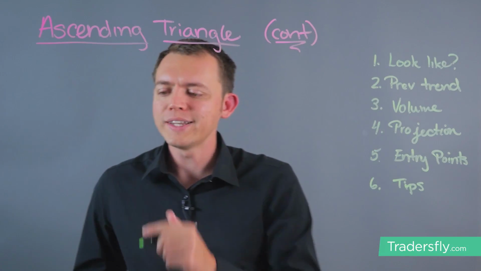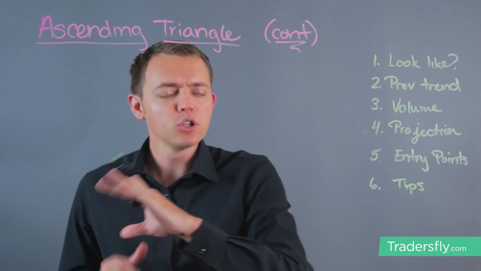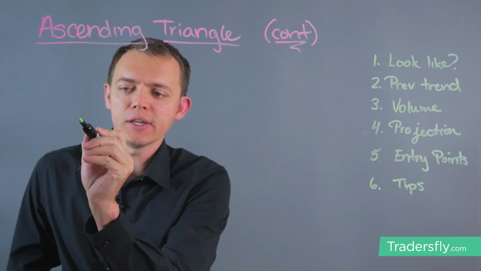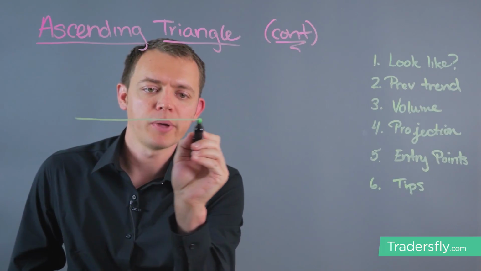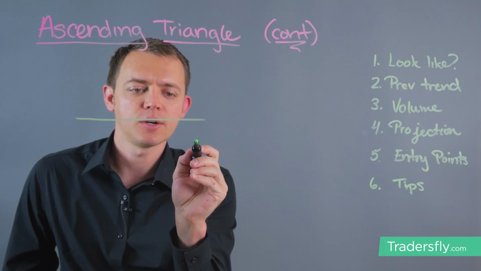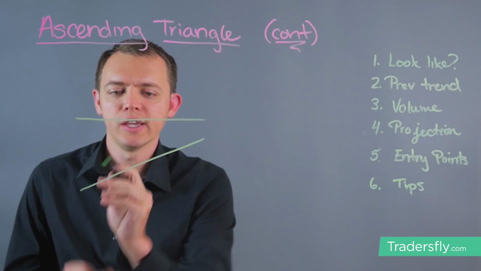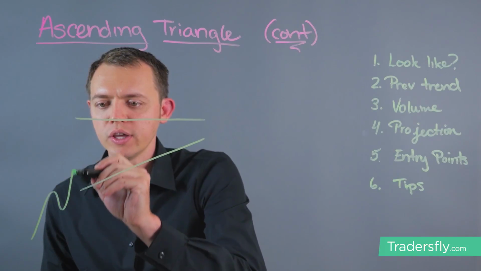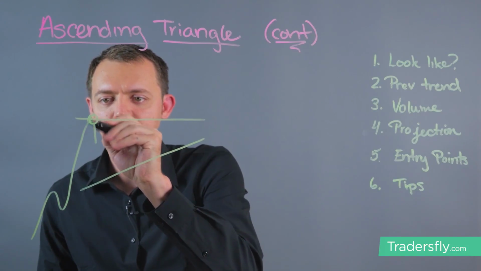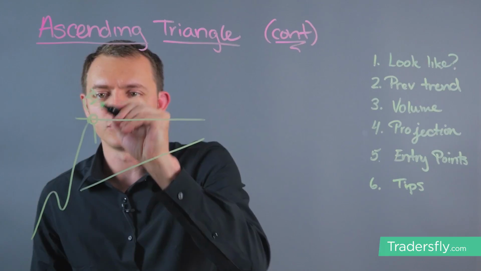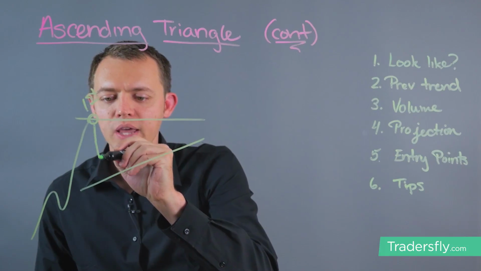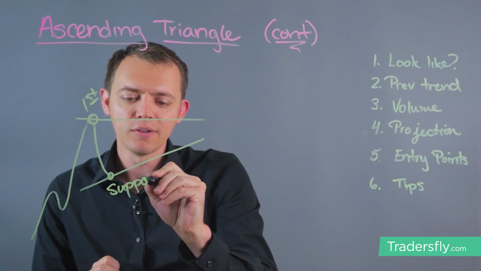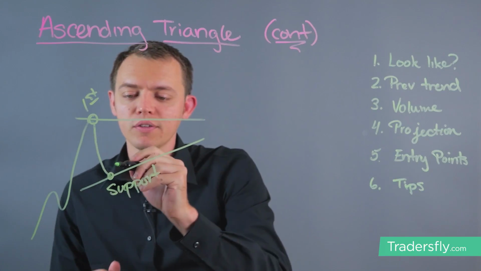So first off, what does it look like? When we look at the ascending triangle pattern, it's going to create a pattern that's somewhat similar to this, okay? Now, as you move into this, it'll come up and hit that first level of resistance over here. It'll come down and probably hit another level, this is your support level, as we go into the lower level of the triangle.